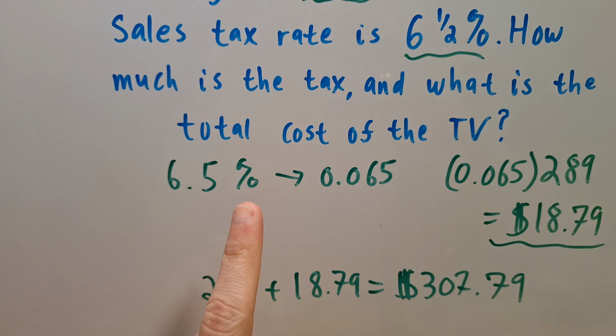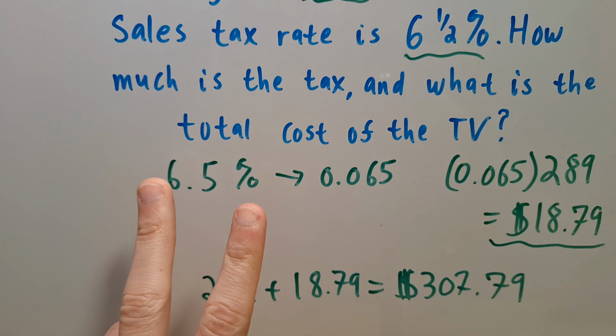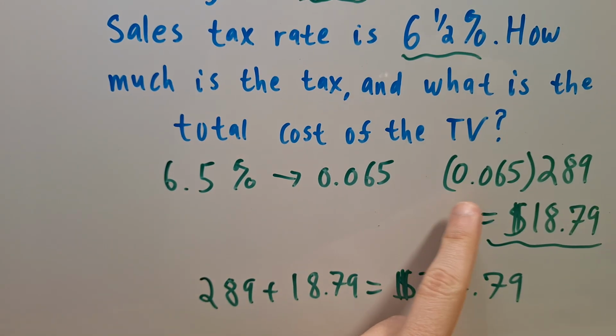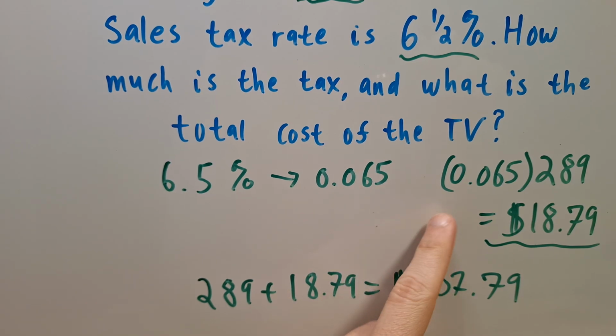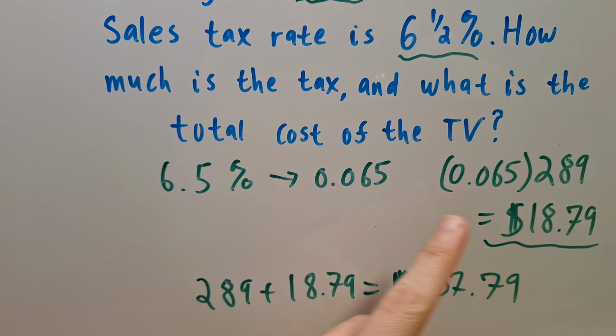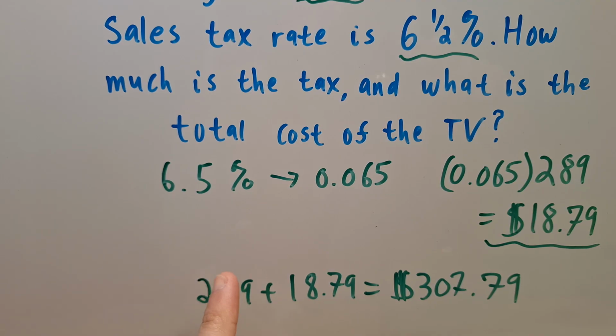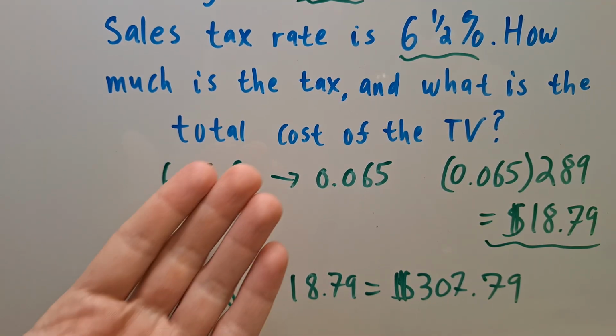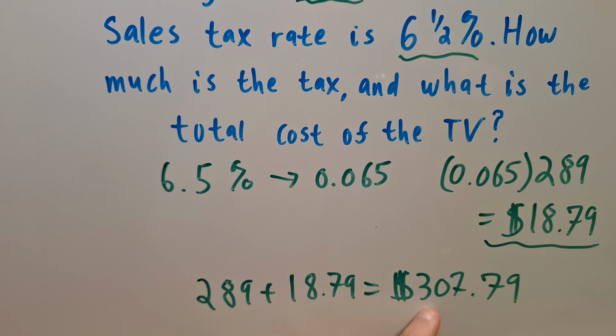So remember, for these problems we're doing 2 conversions. We're finding the tax, how much we're paying in tax, and then we're adding that to the cost of the item that we are purchasing, or the item that is being mentioned in the problem. And then the total cost is what we pay after tax.